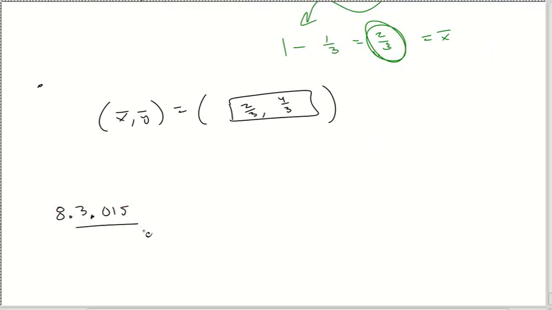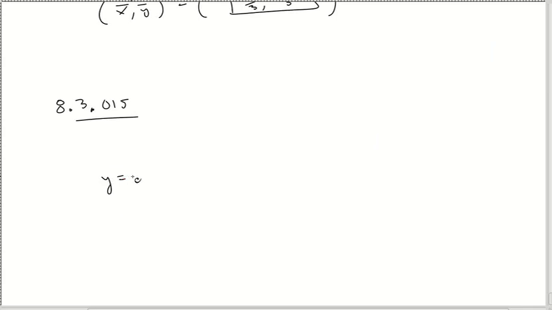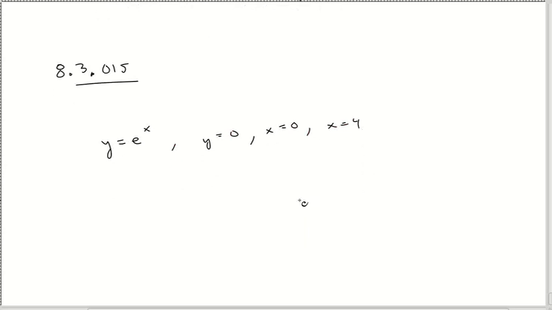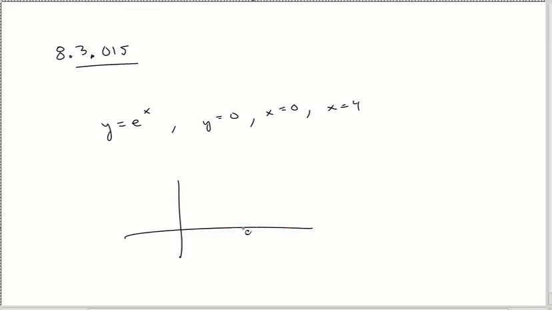So, last problem is one that's not a triangle. e to the x. And I got y equals 0, x equals 0, x equals 4, and they want to find the center of mass, given these bounds and all that stuff. Well, e to the x looks something like this. Starts at 1. I got y equals 0 is down here at the bottom. x equals 0 is right here. And then x equals 4 is somewhere off in the distance there. And they want to know what's the center of mass for this weird shape.